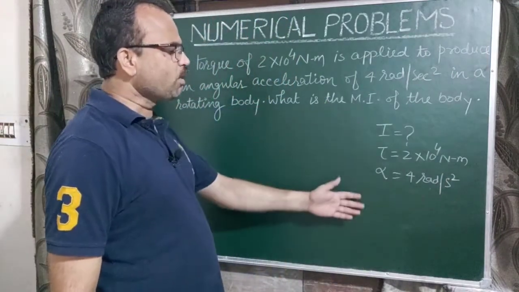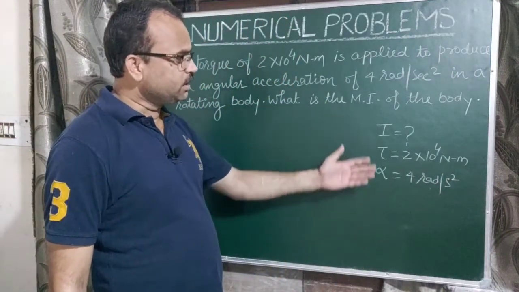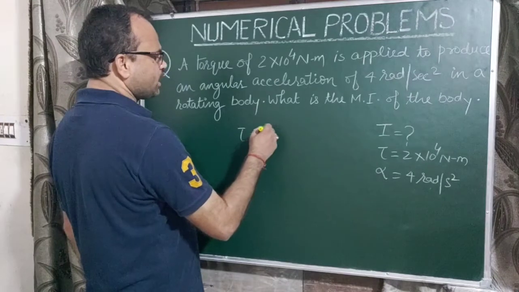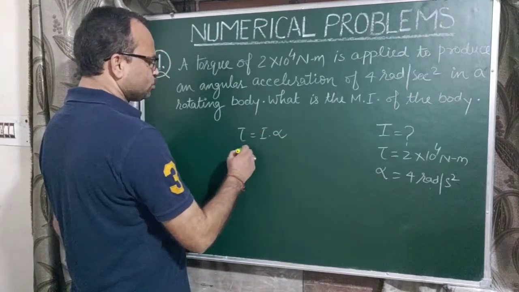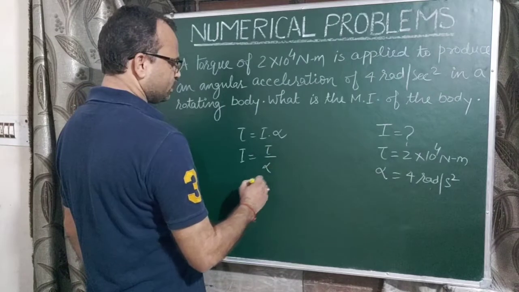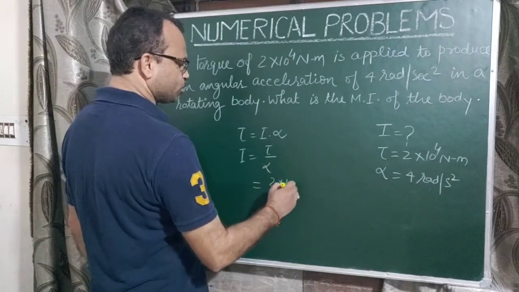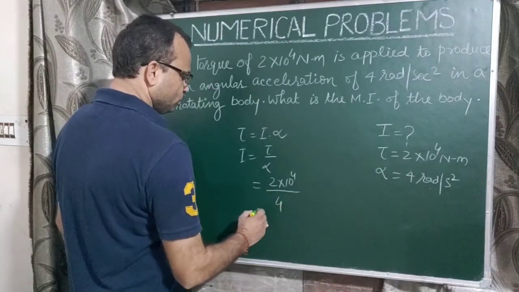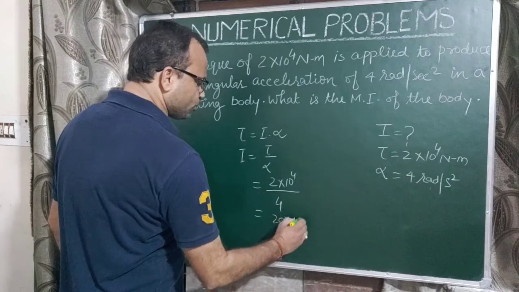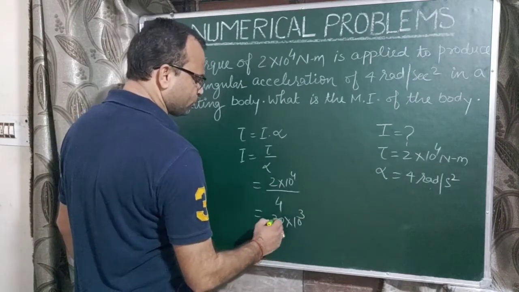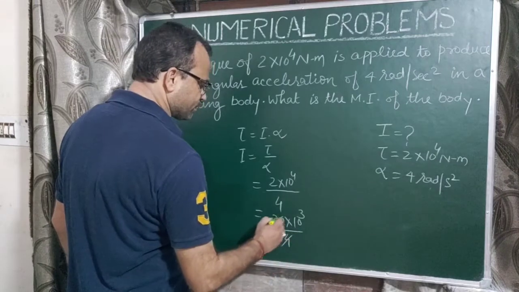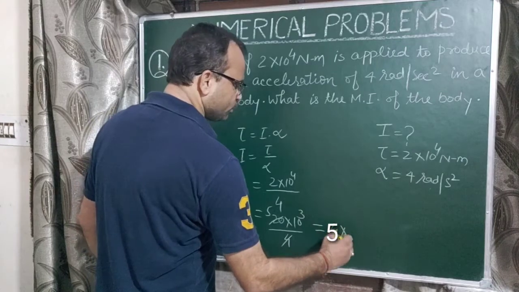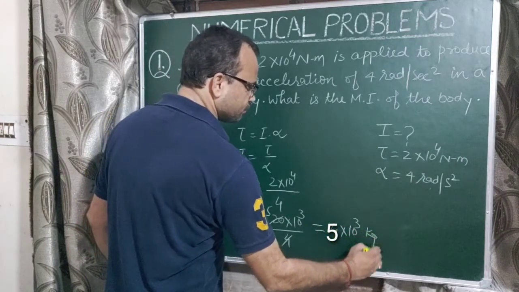So it is a very simple problem because it is a direct formula based problem. As we know that tau equal to I alpha, so I equal to tau upon alpha. Now put the value of tau, 2 into 10 to the power 4, upon the value of alpha, 4. So 2 into 10 to the 4 we can write as 20 into 10 to the 3 upon 4, 4 5s are 20. So final answer I equal to 5 into 10 to the power 3 kilogram meter square.